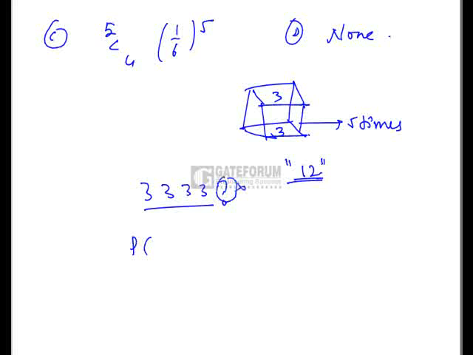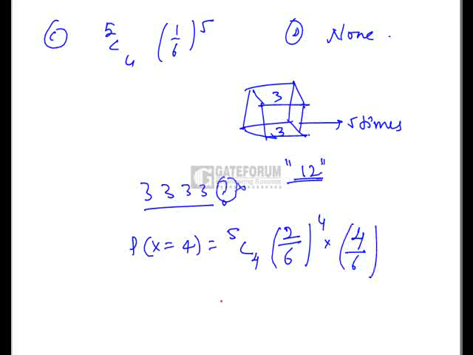So exactly 4, it is nothing but P of X equals 4. We'll use the binomial theorem here, and the number of throws here is 5. We need exactly 4, and the probability of getting a 3 is nothing but 2 chances out of 6 chances, raised to the power of 4, into not getting it, which is 4 chances out of 6 chances. If you simplify, it will be 5C4 into 1 by 3 raised to the power of 4 into 2 by 3, which is nothing but option A.